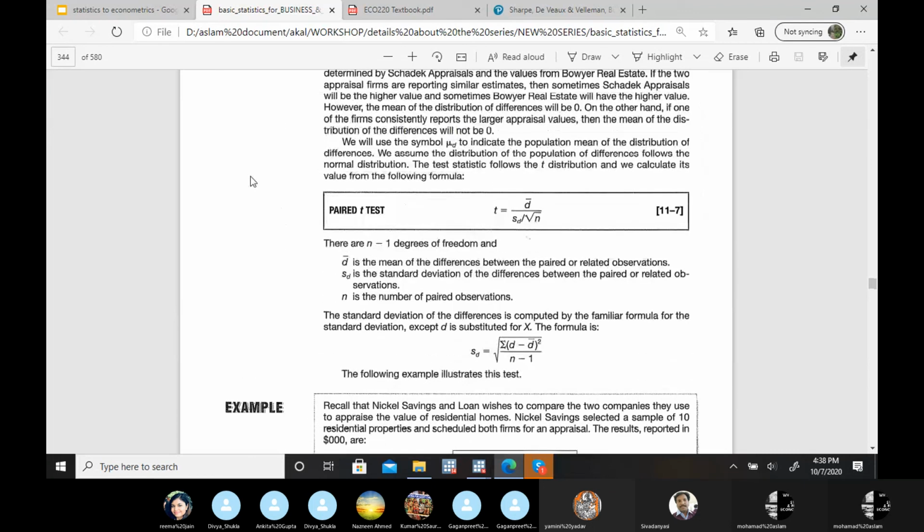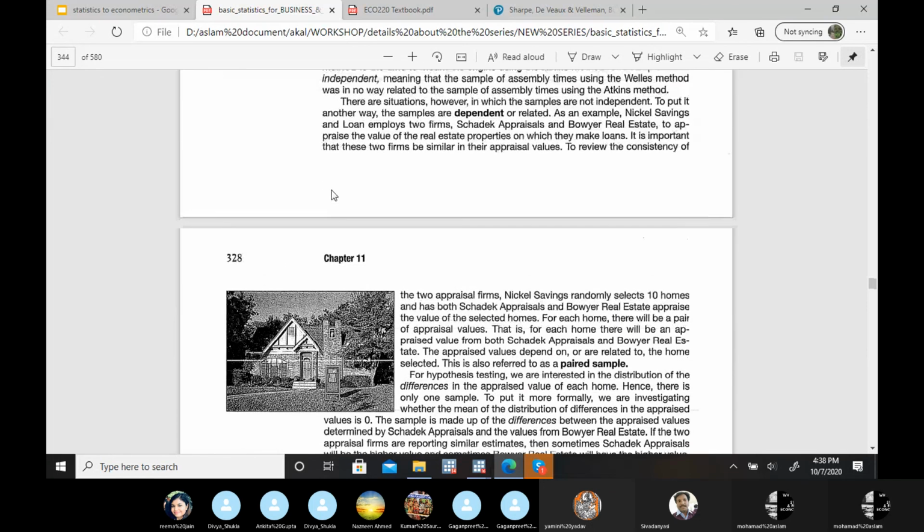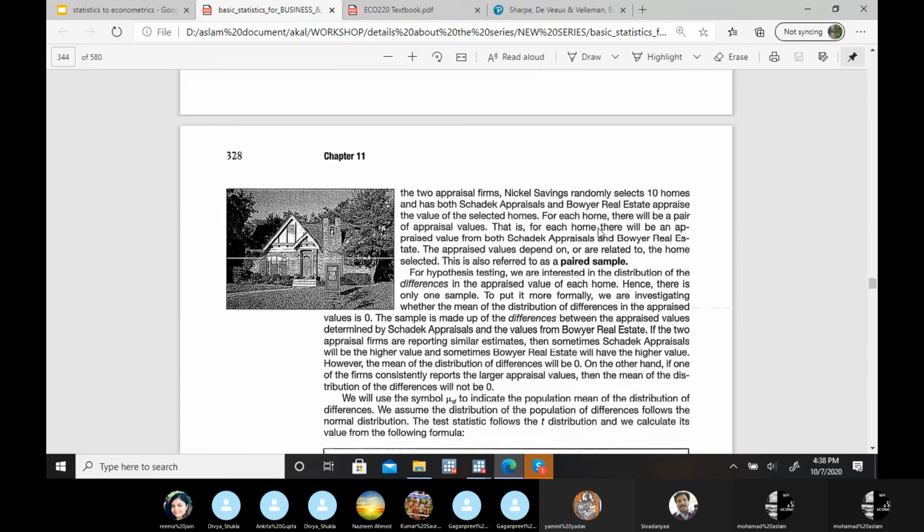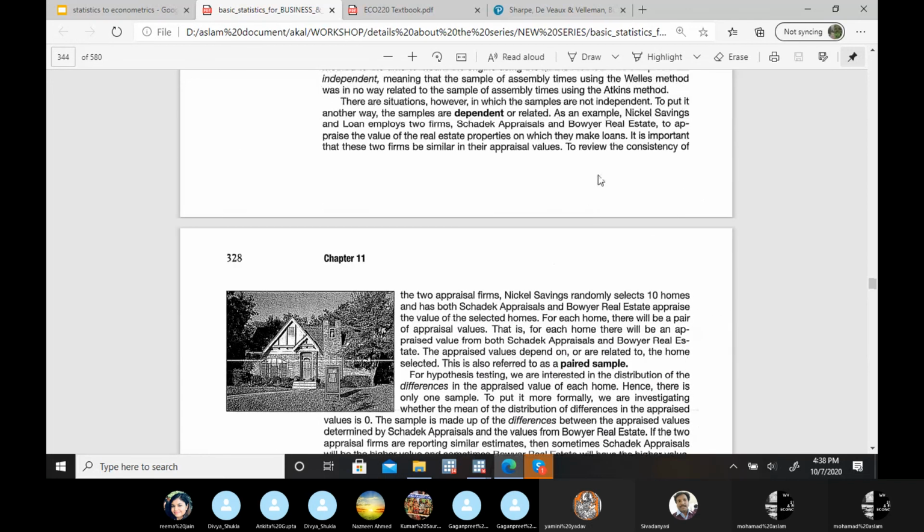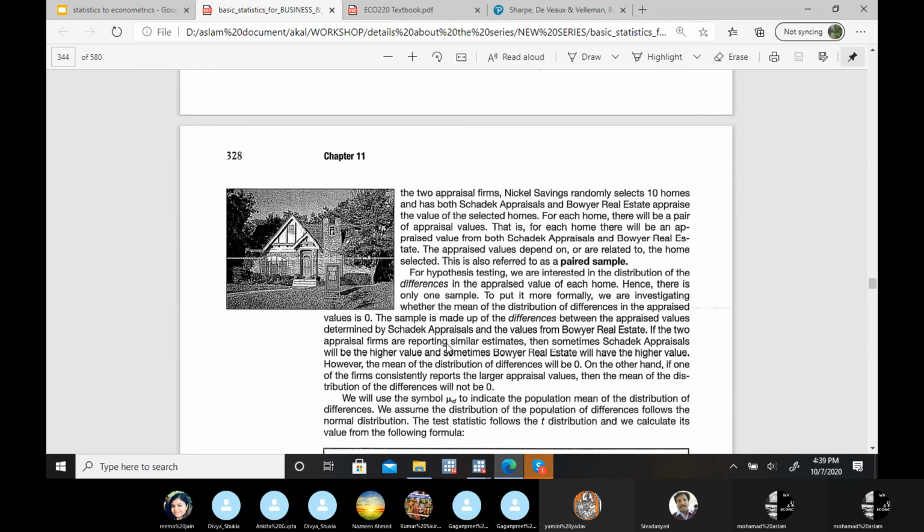If you can read this particular statement, they are calling this paired. Let's take this example. To review the consistency of the two appraisal firms, Nichols Savings randomly selected 10 homes, and both appraisers, Schedule and Bohr Real Estate, appraise the value of the selected homes. For each home, there will be a pair of appraisal values. That is, for each home, there will be an appraised value from both Schedule and Bohr Real Estate. The appraisal values depend on or are related to the home selected. This is also referred to as paired samples. So this is a case of paired.